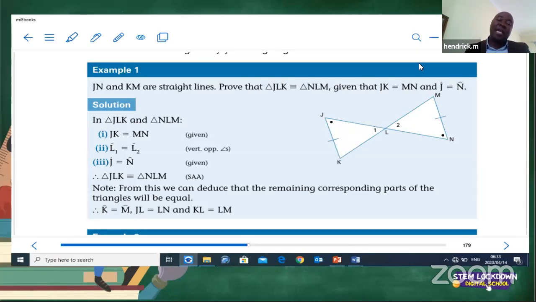Right. In the absence of a question, let's proceed now. From this, we can deduce that the remaining corresponding parts of the triangles will be equal. For example, angle K will be equal to angle M. JL will be equal to LM. And KL will be equal to LM, because we've already proven a congruence, meaning that the two triangles have got the same size and the same shape. So that is the first example that I've just given you now.